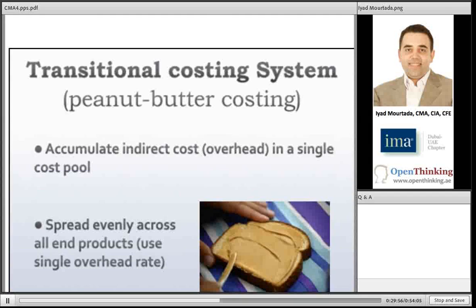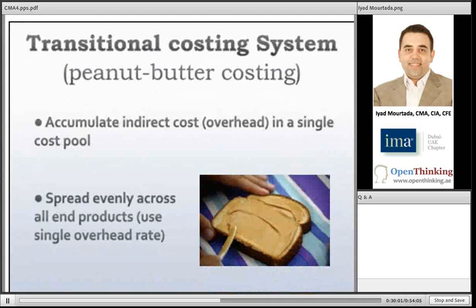Okay, so now let's move to traditional costing. We say traditional costing is like peanut butter costing. We are taking this cost and spreading it all over, so everything is getting the same cost. And sometimes we feel like this is not appropriate.